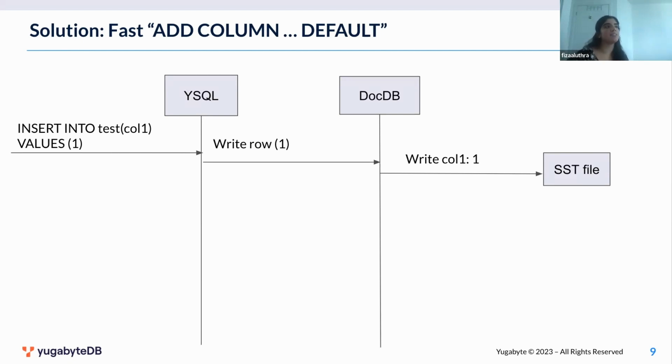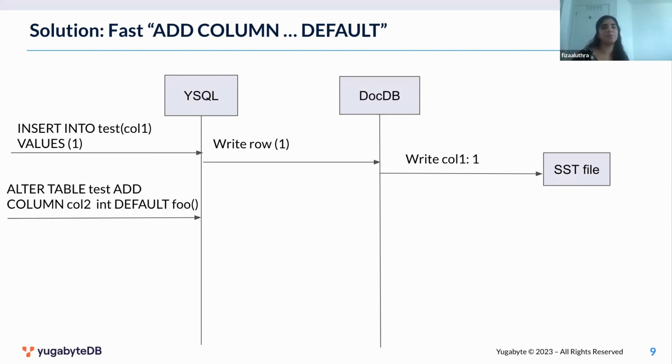Then let's say we execute alter table add column with a default. Let's say my default expression is some foo. Then in the YSQL layer, we evaluate our expression foo. Let's say it's a constant value X. And we send a request to DocDB to add this new column with the default X.